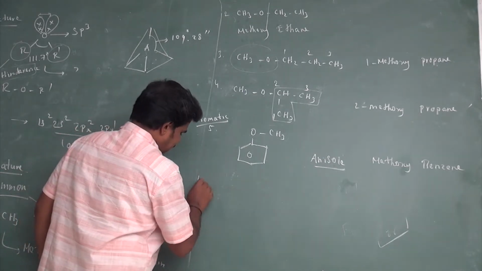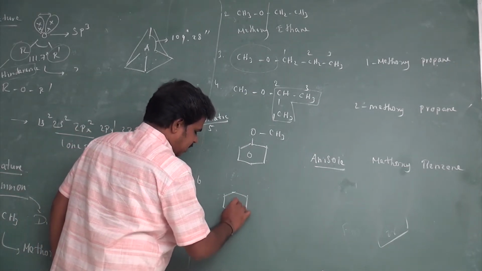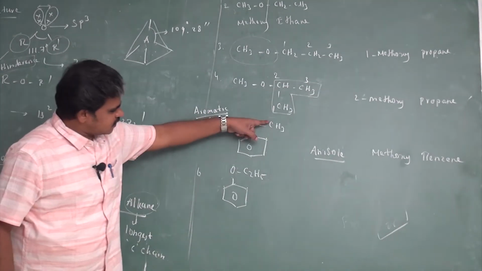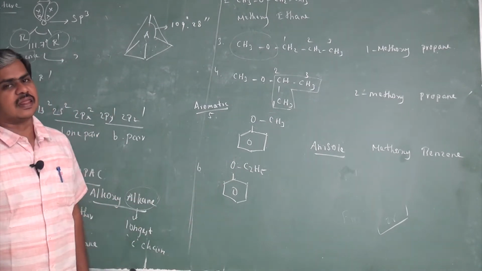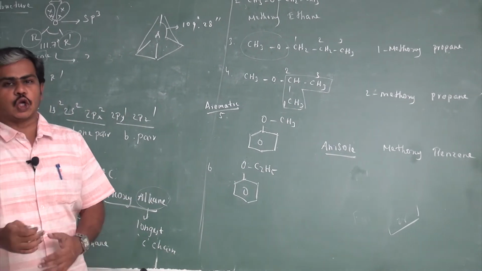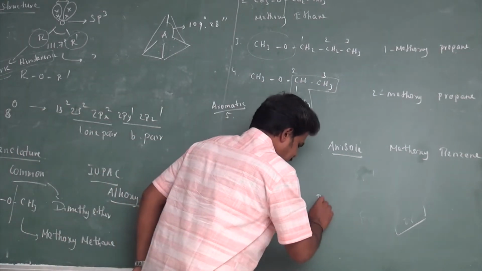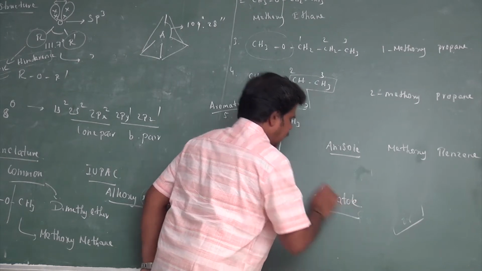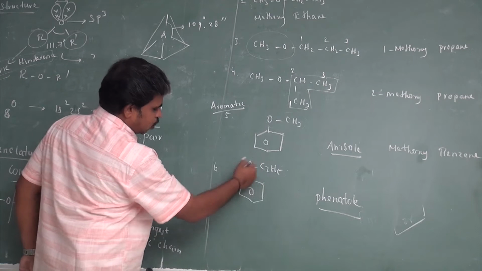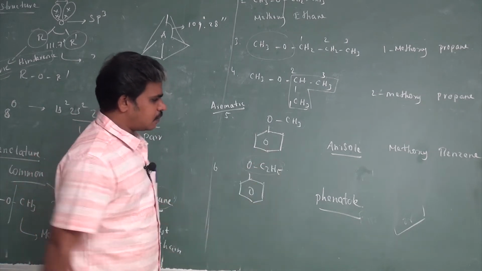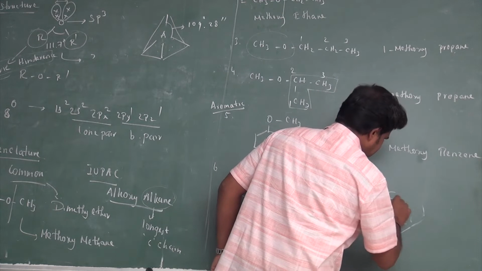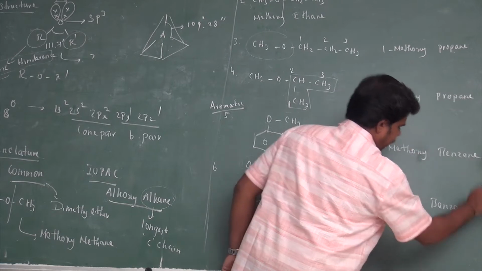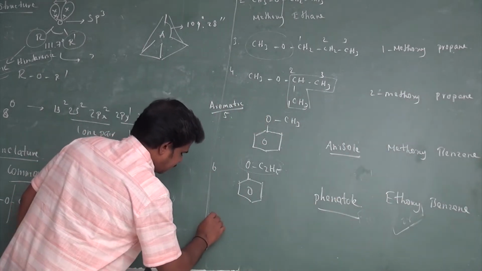The same way, the sixth one here, C6H5OC2H5. Now, instead of CH3, here it is C2H5. Then the common name is phenetole, a special name. Now, the IUPAC name: it is ethoxy and benzene. So we call it ethoxybenzene. Ethoxybenzene.